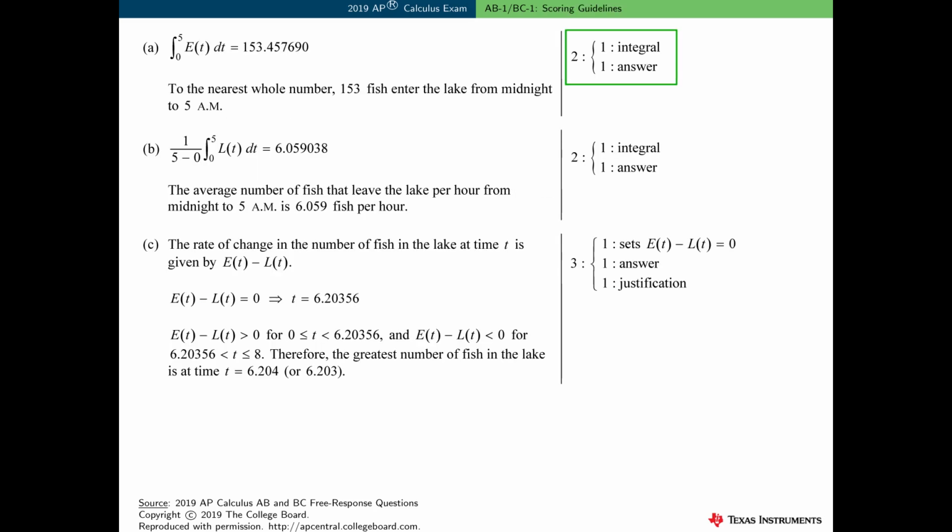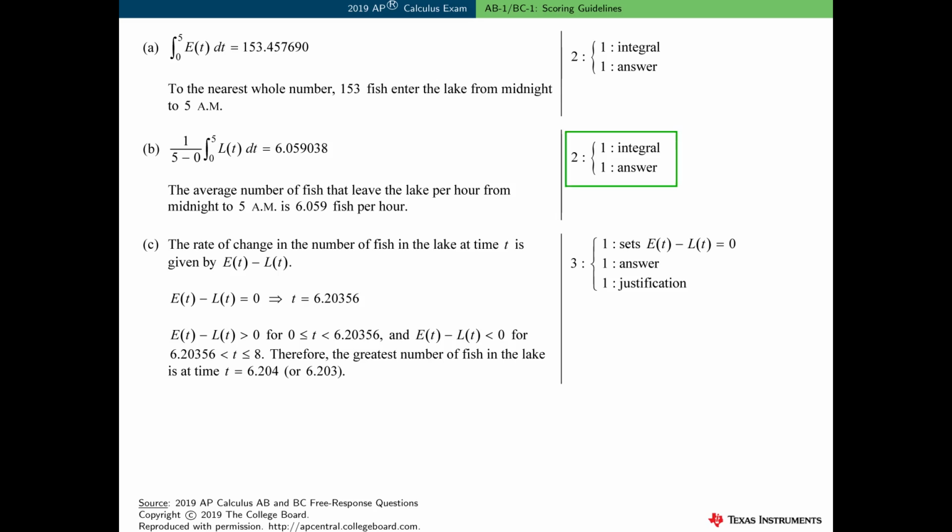Part A was worth 2 points. The first point was for writing the definite integral that represents the number of fish entering the lake from midnight to 5 a.m. And the second point, found using technology, was for the answer. Note that this question asked for an answer to the nearest whole number.